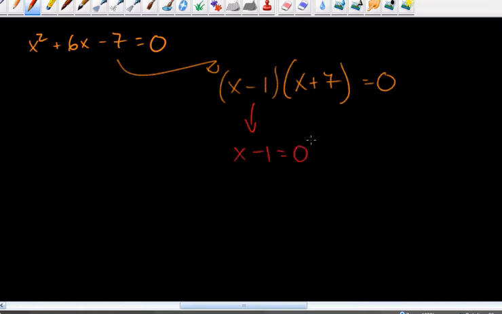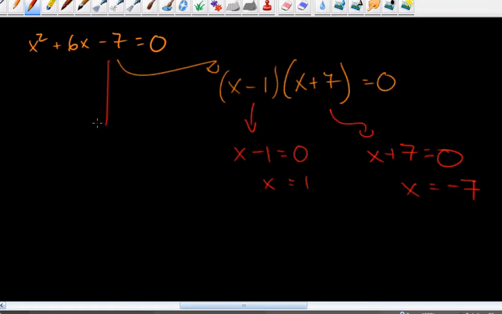So x minus 1 equals 0, and x plus 7 equals 0. And we could get two solutions, x equals 1 and x equals negative 7. Well, there's another way to solve equations like this, and that's by graphing.